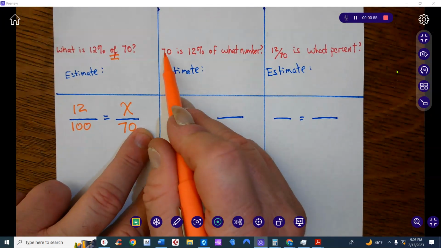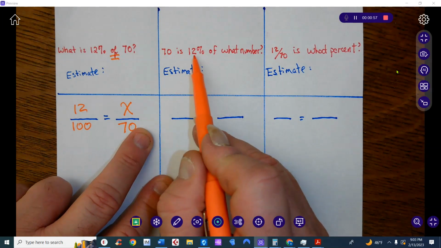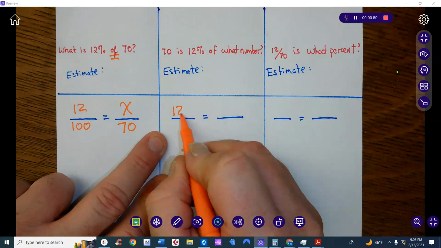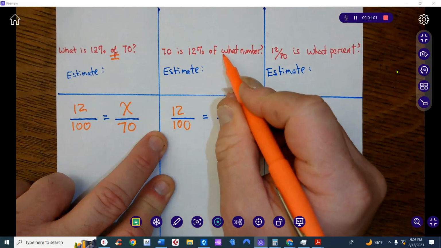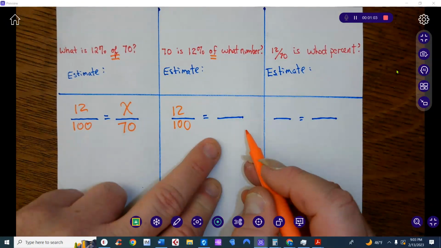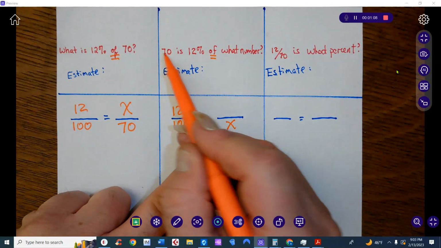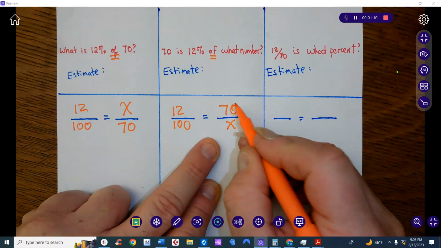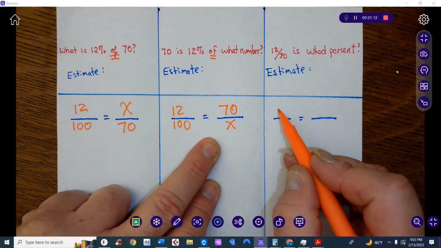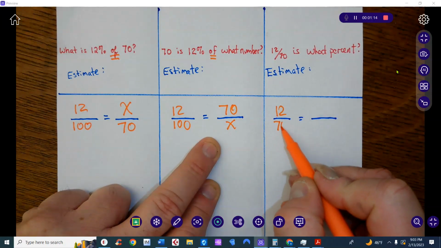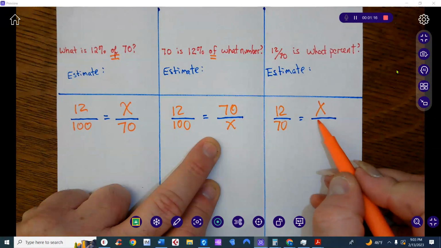All right, let's follow that same rule. 70 is 12%. Stop. Put 12 over 100. Of, what comes after "of"? What number? Well, that's going to be X. That goes down below. And the remaining number, 70, is going to go on top. 12 over 70 is what percent? X over 100.